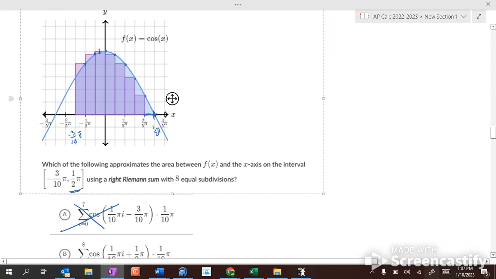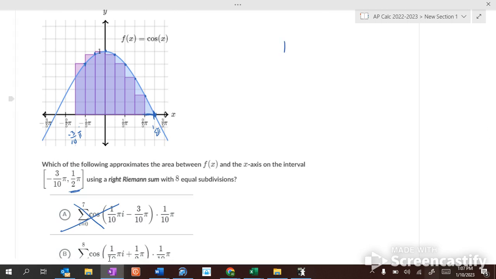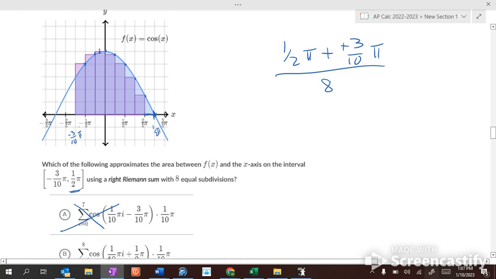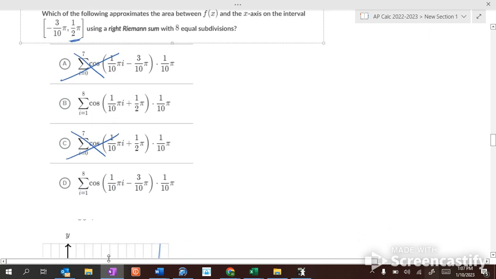Okay? So how wide are these? Well, we go 1/2 pi minus a negative 3/10 pi divided by 8 rectangles. Well, we go plus a positive. This is 5/10 plus 3/10 is 8 pi over 10 divided by 8. So 8 is really 8 over 1, so if we multiply by the reciprocal of the denominator, the 8's cancel, and it's pi over 10. That's the width of each of these, pi over 10. That's why it has pi over 10 for all these.